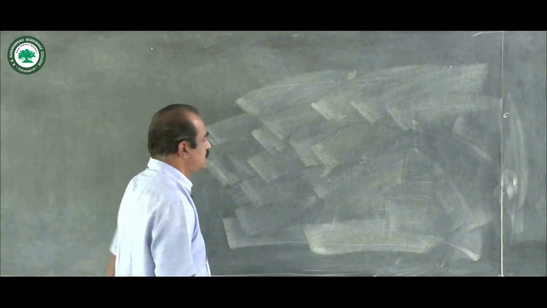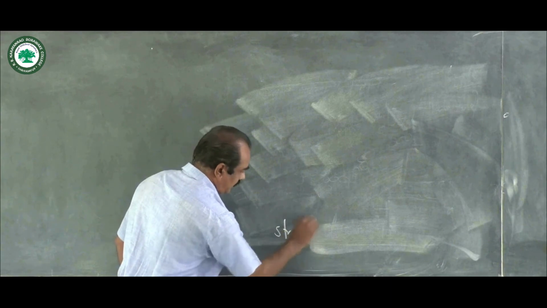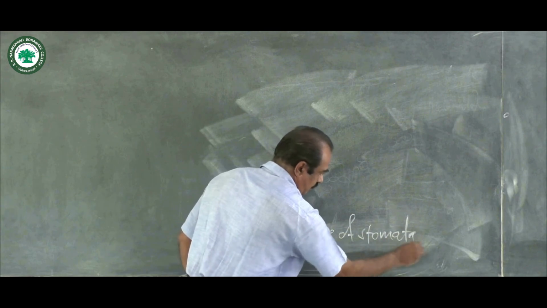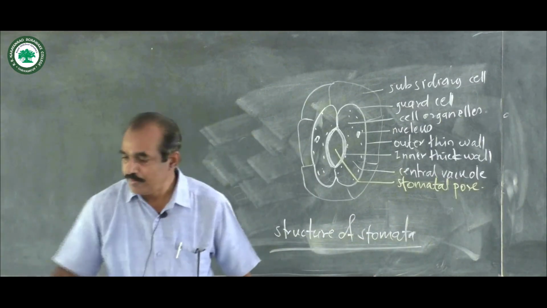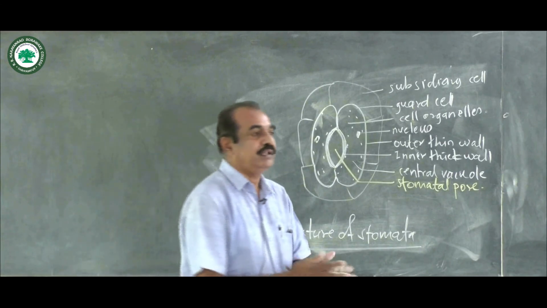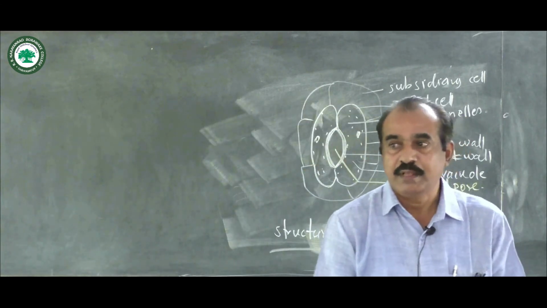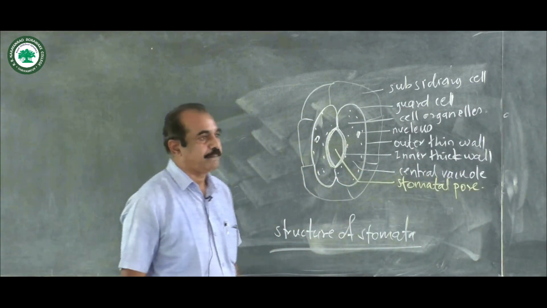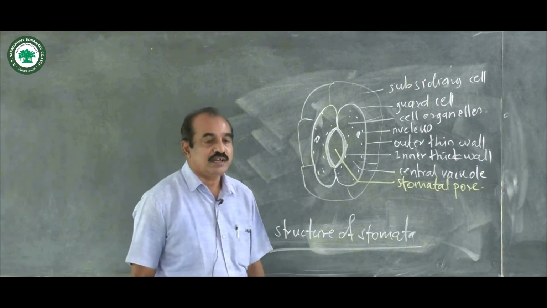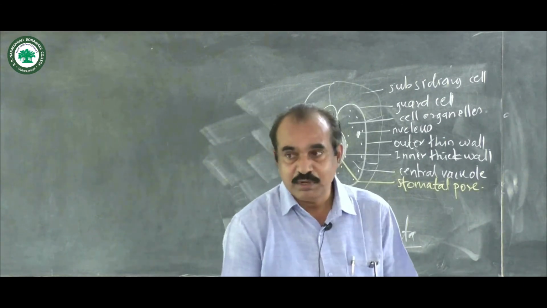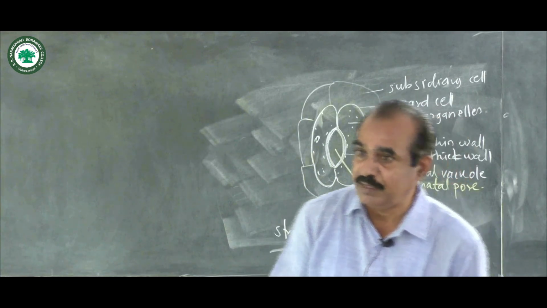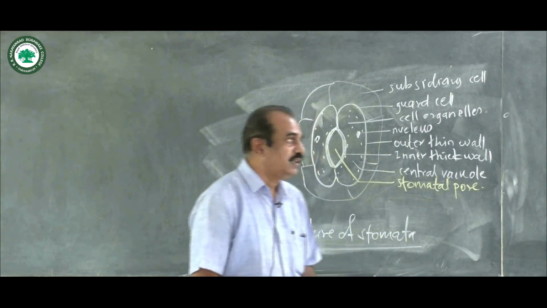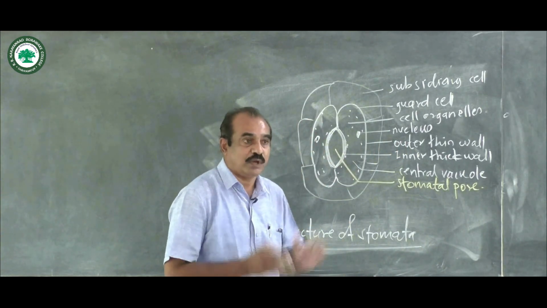Now next point, that is the structure of stomata. On the basis of different types of plant parts, for example in monocot the guard cells are dumbbell shaped, but in dicot they are kidney shaped, and here there is a structure of the dicot stomata. From the external side there are the subsidiary cells. The number of subsidiary cells is different in different plants. On the basis of the number of subsidiary cells, there are different types of stomata. Inside this there are the two kidney shaped guard cells, one on each side.